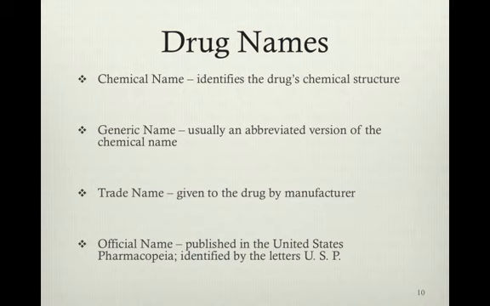And then, last but not least, we have an official name, which is published by the United States Pharmacopoeia. This is to identify that it is a registered drug within the United States, and it is the official drug reference of the United States. An example of this, if we had a drug, furosemide USP would state that that is the official name that was logged into the United States Pharmacopoeia.